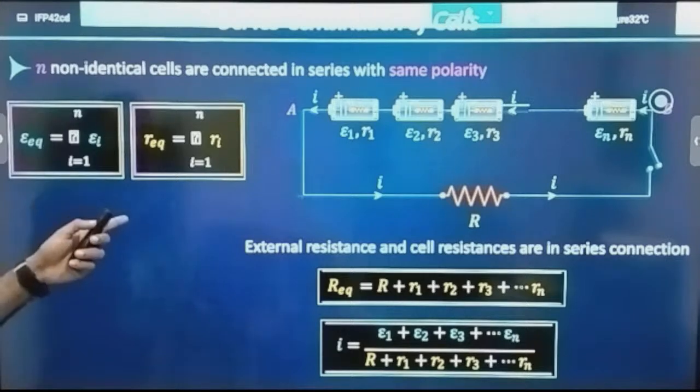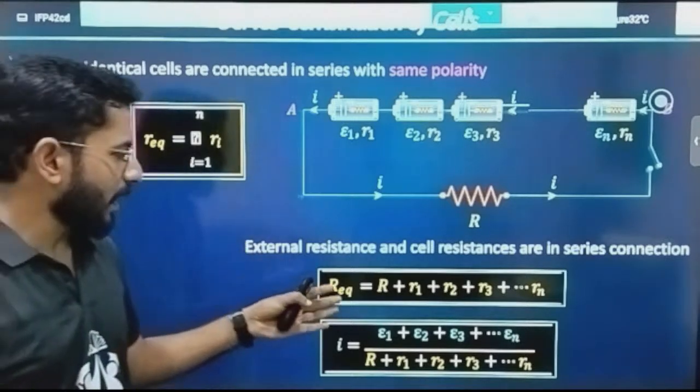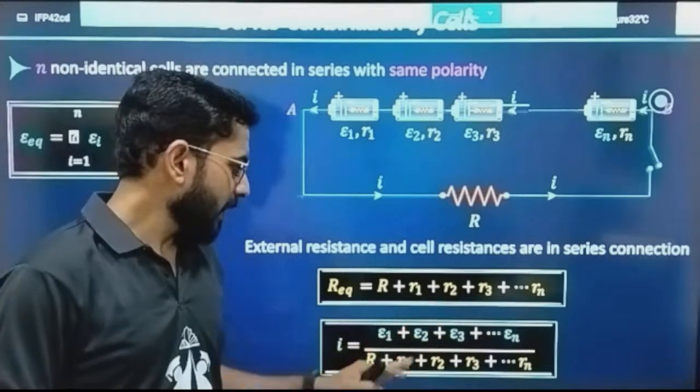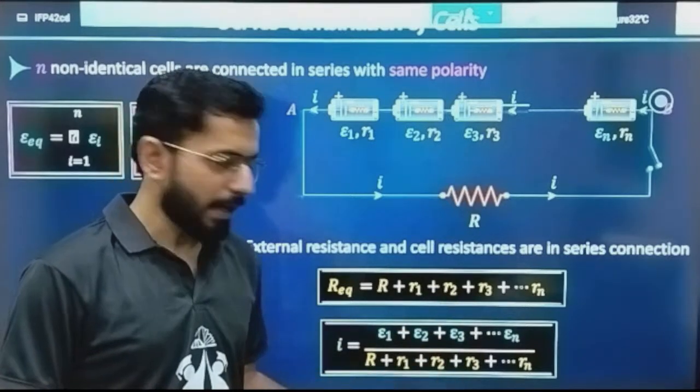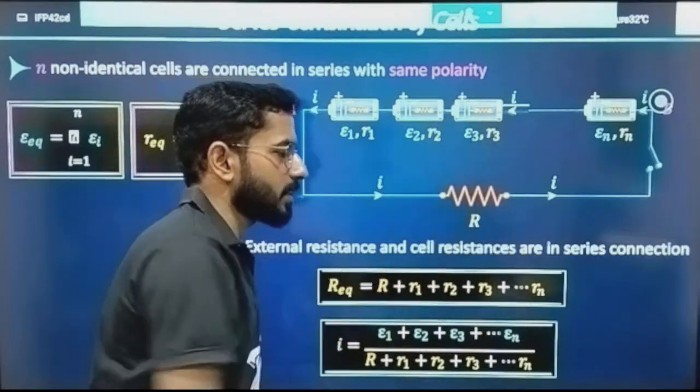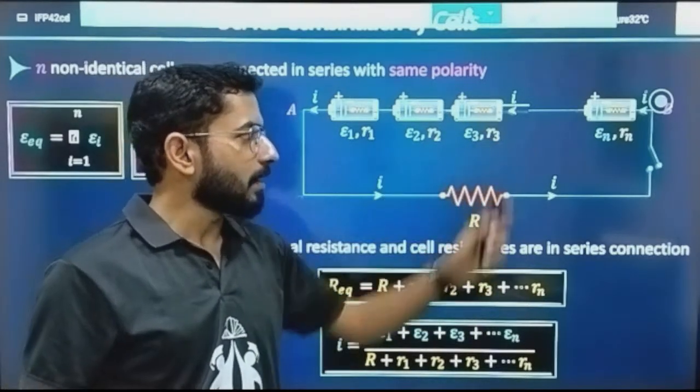So if n non-identical cells are connected in series with the same polarity, of course you will write E1 plus E2 plus E3 differently and divide by the resistance also. And that's why, if you want to write the current, don't forget to add this external resistor also. This is the external resistor and all these are internal resistors.